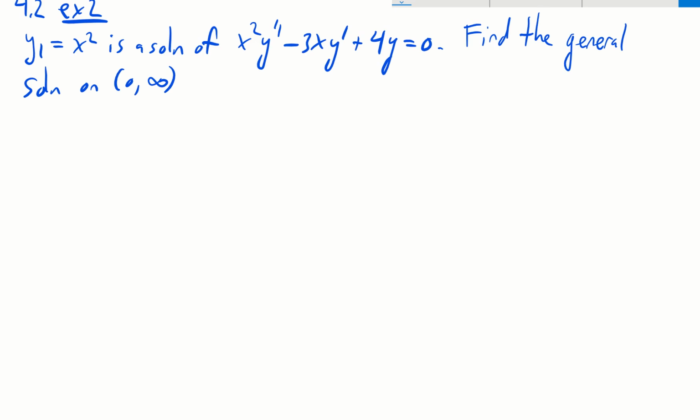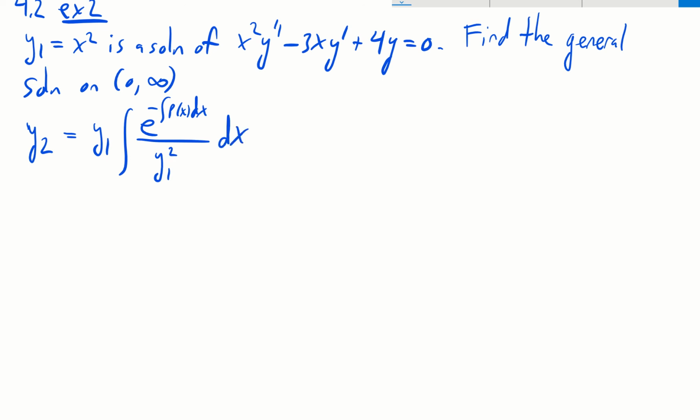So let's suppose that we know that y1 equals x squared is a solution of x squared y double prime minus 3x y prime plus 4y equals 0, and we're asked to find the general solution on the interval 0 to infinity. Well, we do have one solution. From what we found a moment ago, we know that a second solution will be of the form y2 equals y1 times the integral of e to the negative integral of p of x dx divided by y1 squared dx.